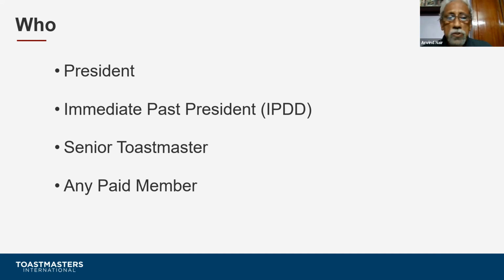And the person has to be a paid member, as in he has to have his membership current. He must be a member in good standing. Now, sometimes for some reason you can't find an IPDD or a senior Toastmaster within your club, and there may be issues in the club. So the best thing is to have somebody from outside. You can have somebody from another club or from the area or the division or the district to come and help you with the election process.